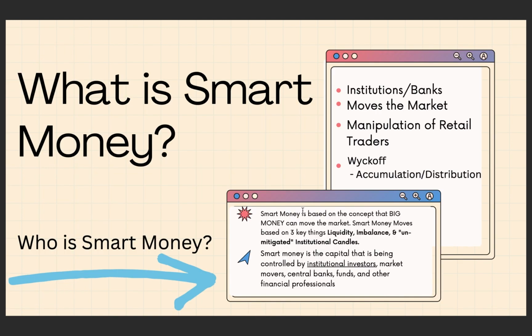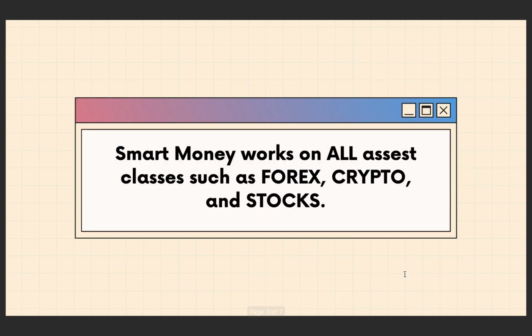What is smart money? It's institutions and banks. They move the market, manipulation of retail traders, and Wyckoff, accumulation and distribution. There's also redistributions and reaccumulations, but we'll get to that when we get to that. Smart money is based on the concept that big money can move the market. Smart money moves based on 3 key things: liquidity, imbalance, and unmitigated institutional candles, or banker candles, some people call them that, or order blocks, some people call them that too. Smart money is the capital that is being controlled by institutional investors, market movers, central banks, funds, and other financial professionals. Smart money works on all asset classes such as Forex, crypto, and stocks.